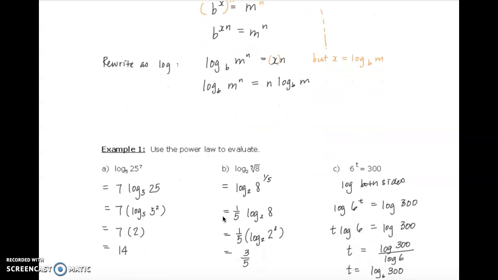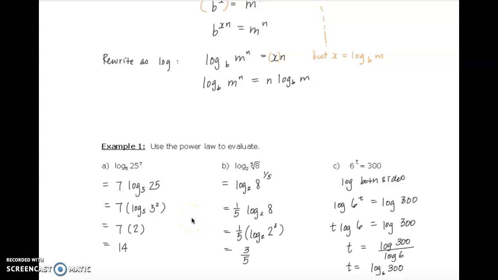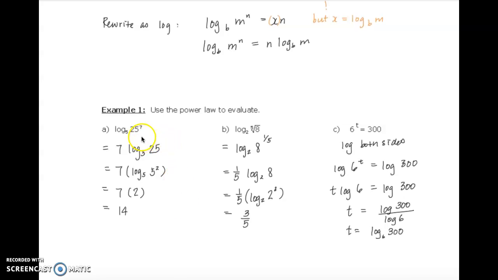This comes in handy when we need to evaluate log expressions. If I want to evaluate log 25 to the power of 7 base 5, I can first take that 7 and bring it down. So 7 log 25 base 5. It's a lot easier to evaluate log 25 base 5 because 25 can be written as 5 squared. Log of that base 5 is 2, and I get 7 times 2, which is 14.